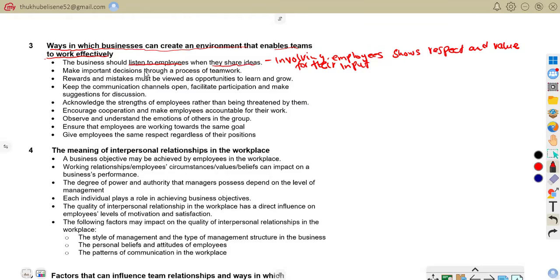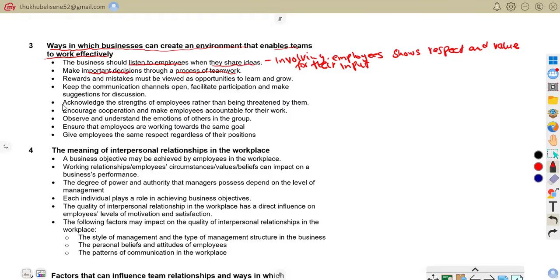Make important decisions through a process of teamwork. So teamwork ensures collective problem solving. So we are talking about what? Problem solving, where teamwork ensures that there is collective problem solving. For example, a group discussion is held before launching a new product. So that is how we are going to make important decisions through teamwork. Hope we understand each other.